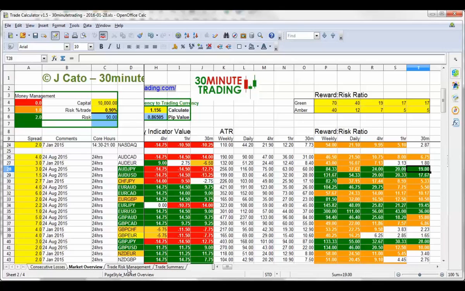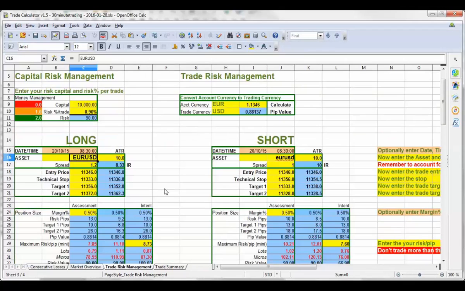Now we're going to look at trade risk management. Here I have a complete calculator system, again with the original 10,000 in here. You put the numbers in there, the amount you're risking in there. If you have to deal with currency conversion, you deal with it up here, and you can do that and work out what that is.